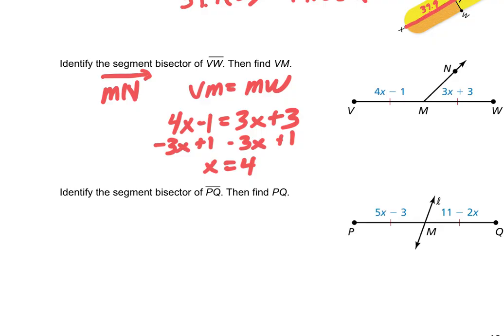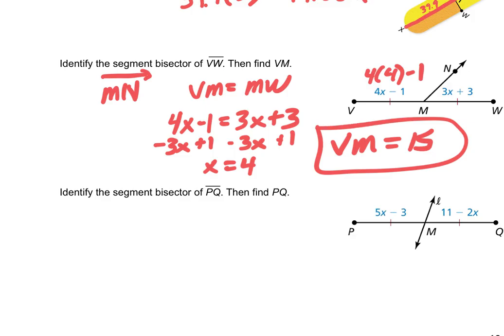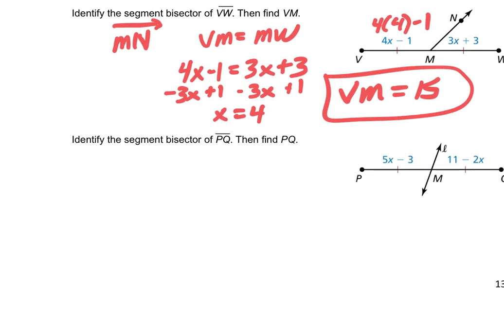So I can take x equals 4, plug it in where the x is, and do 4 times 4 minus 1. So I get VM equals 15. Four times 4 is 16. 16 minus 1 is 15.